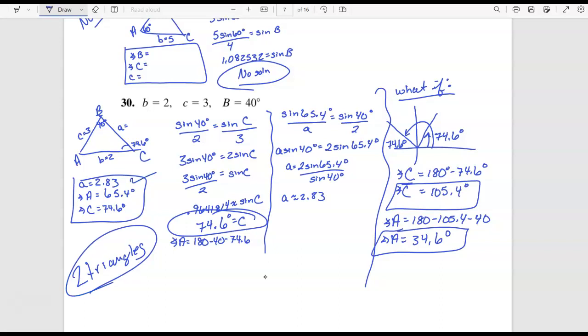Okay, we've got this first triangle here, and now we're finding the second one. We found angle C and angle A, so now let's find that missing side. So if we set that up, sine of 34.6 over A is equal to sine of 40 over 2, and we're going to get 1.77. So we've got two triangles with this being one solution, and then we've got this guy, and this is actually an obtuse triangle because one of the angles is bigger than 90 degrees as a solution. So we could have 0, 1, or 2 results from that side-side-angle case.